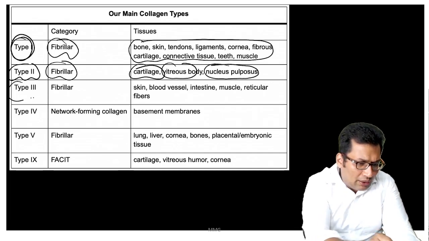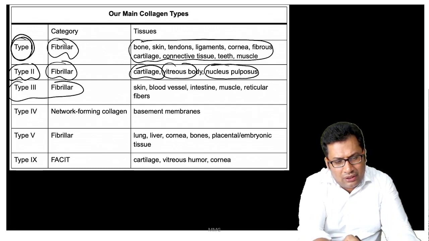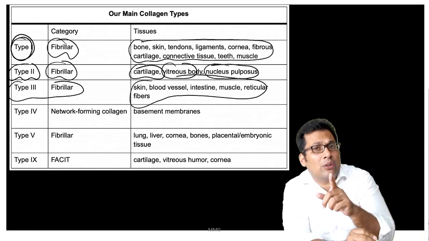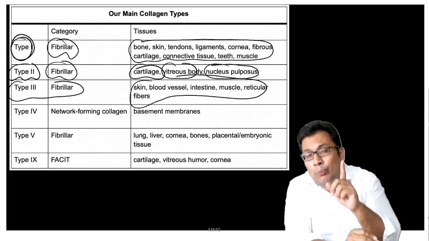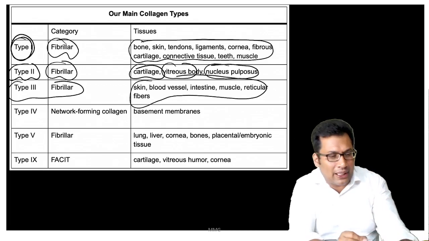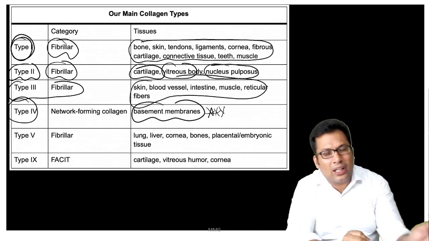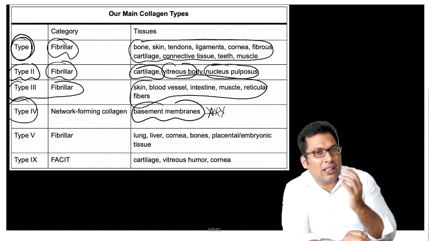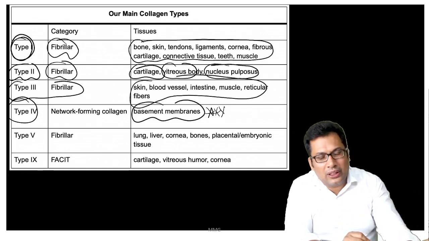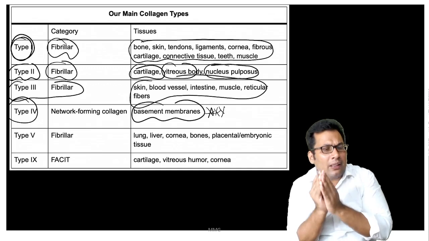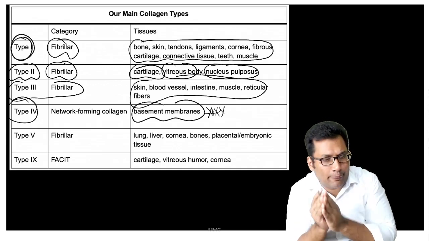Type 3, a fibrillar collagen, is present in blood vessel, intestine, muscle, and reticular fibers. And type 4, remember, is present in the basement membrane. This is a very important question. Basement membrane, type 4. Other types, type 5, type 11, type 9 and all, you can go through the notes given to you. So basement membrane, type 4; the most common, type 1.